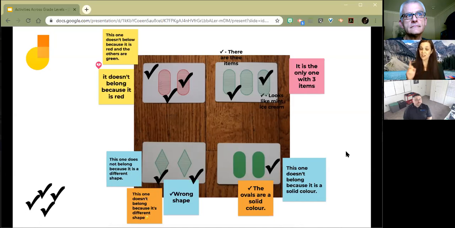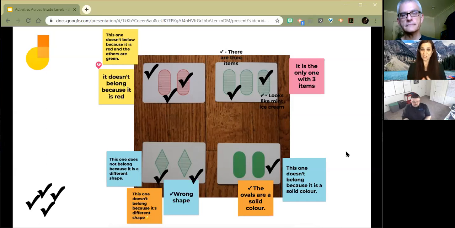We want to just not, I think this one doesn't belong, but this one, oh, because it has 3, or because it is red and the others are green. So this is a really great live interactive, not just giving the answer, but giving their explanation. Because we know that one of the math practice standards is for students to construct viable arguments, right?